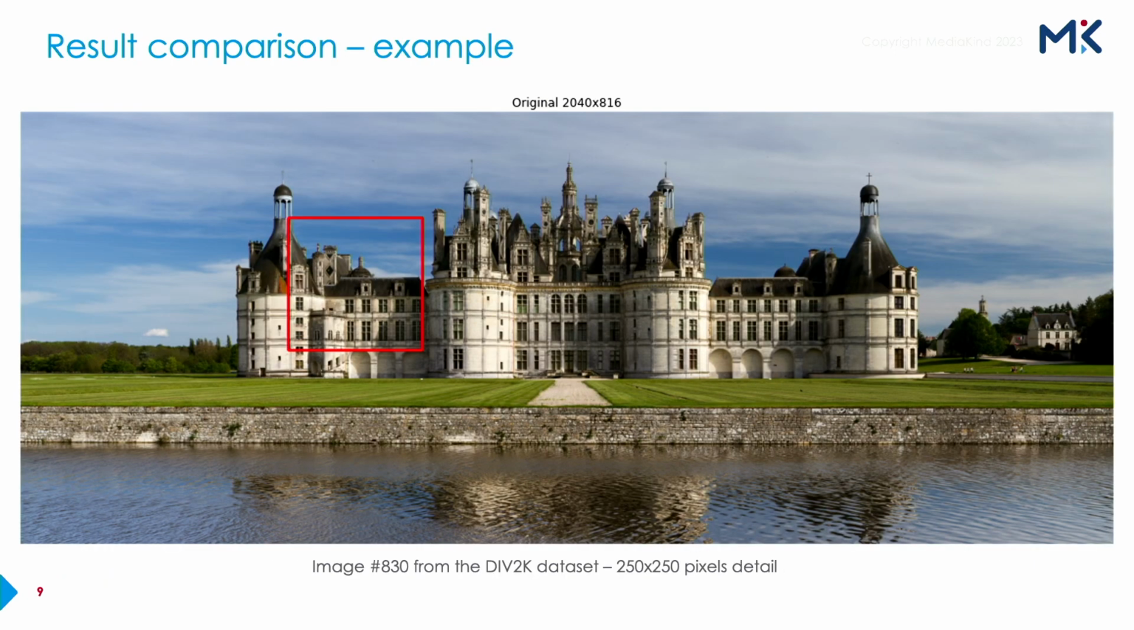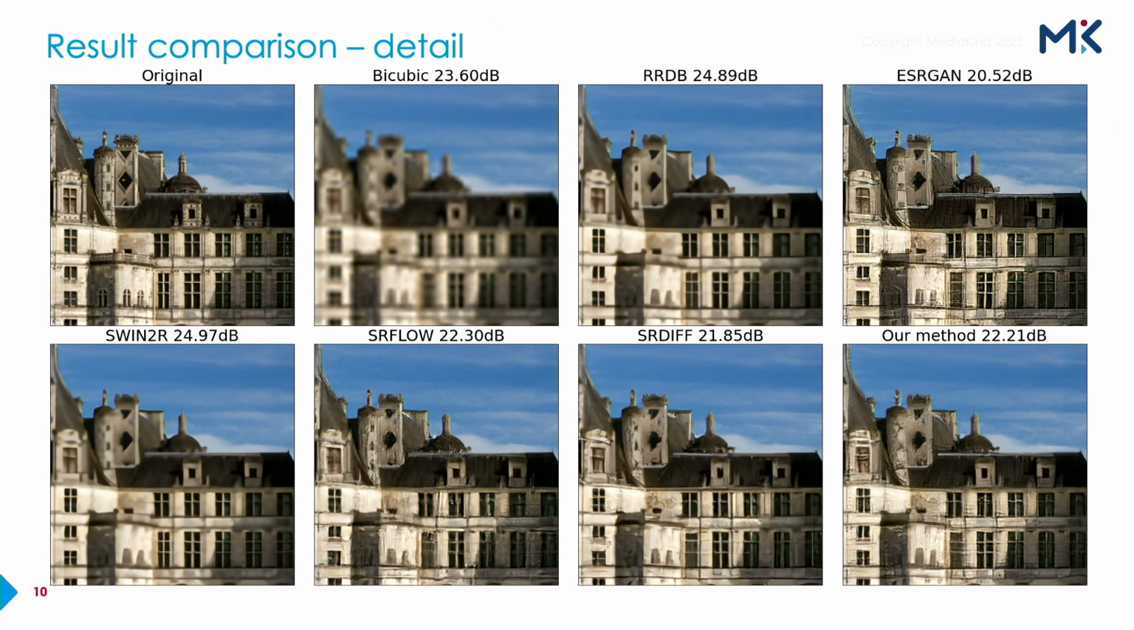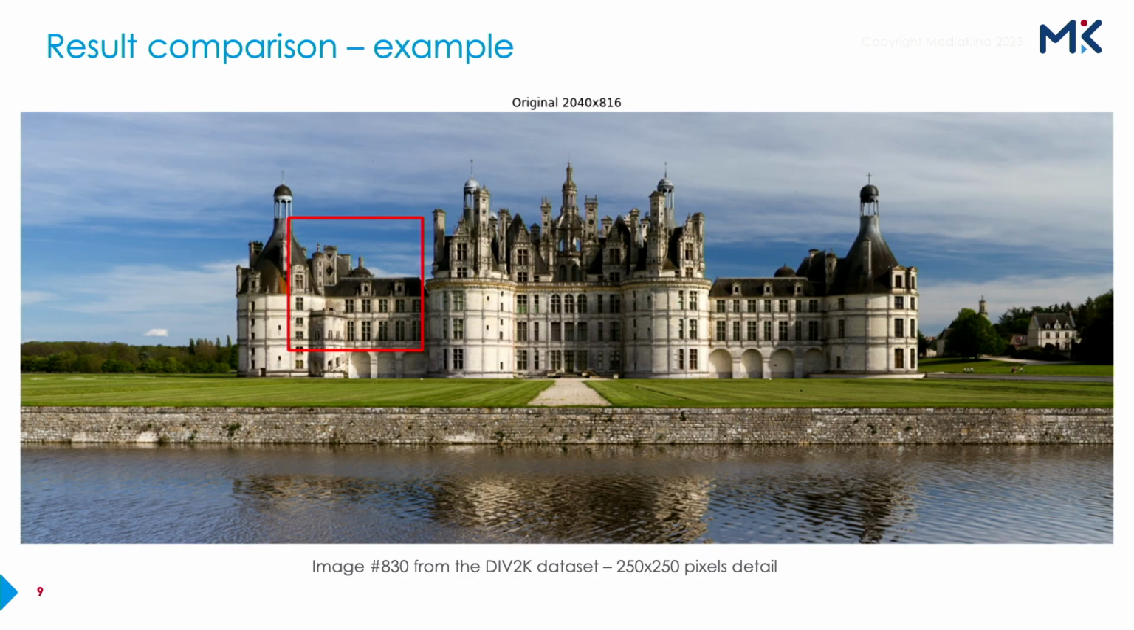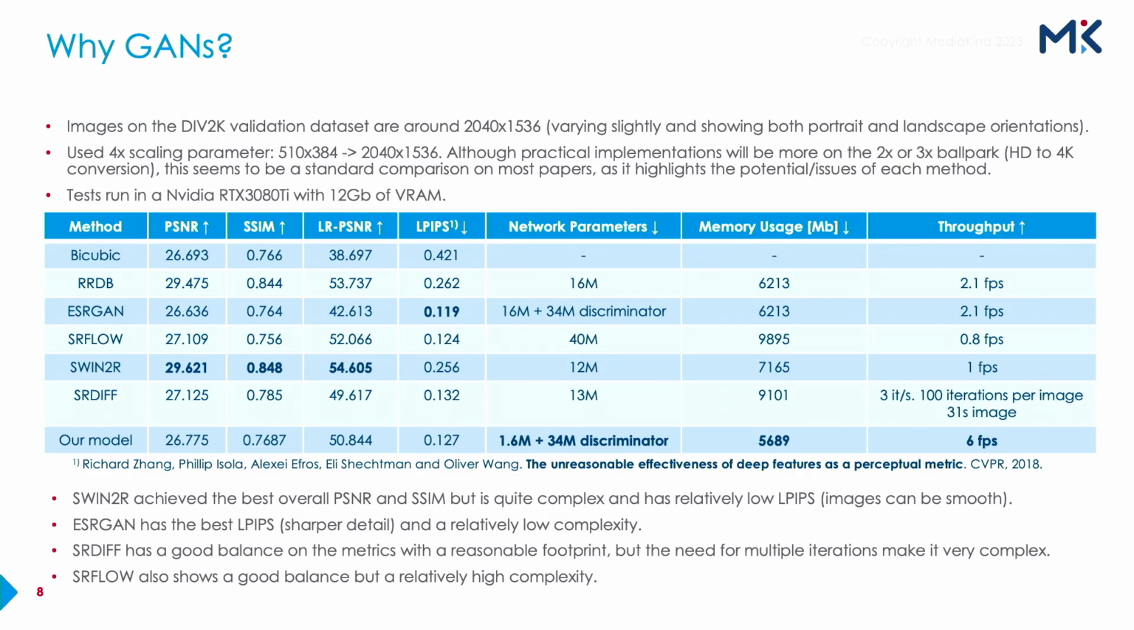So just to show a bit of some details, not sure how well those can be seen on the screen, but focusing on a small window, you can see that those results agree a lot with what we could see in the LPIPS. So the bicubic is very soft, and so are the RRDB and the transformer method. Also, sorry, just going back, LPIPS is a metric where the lower the better.